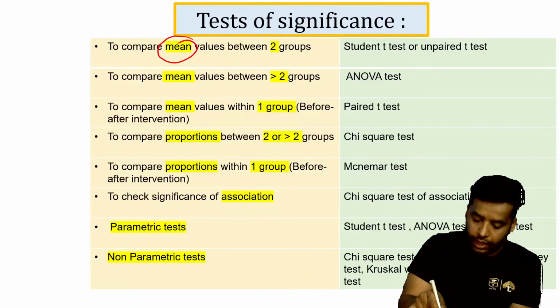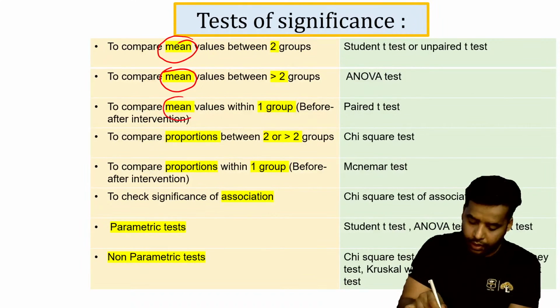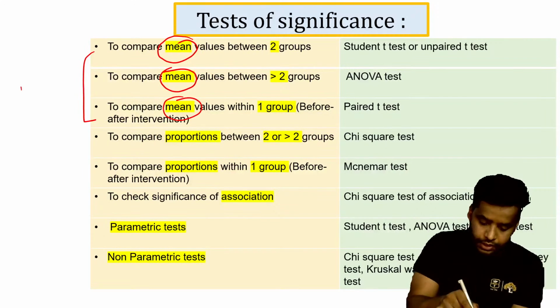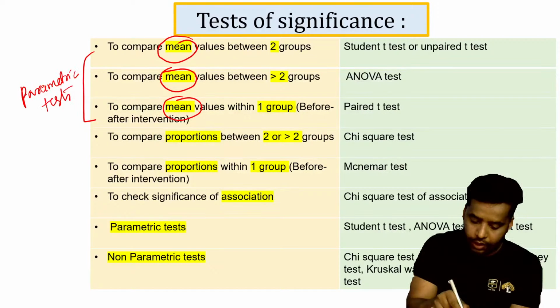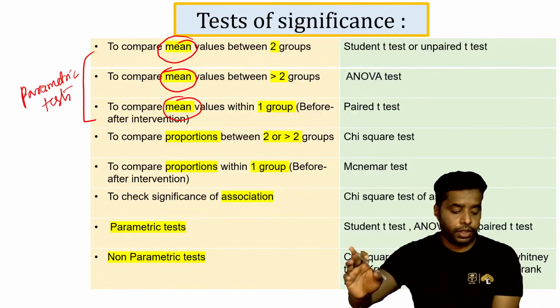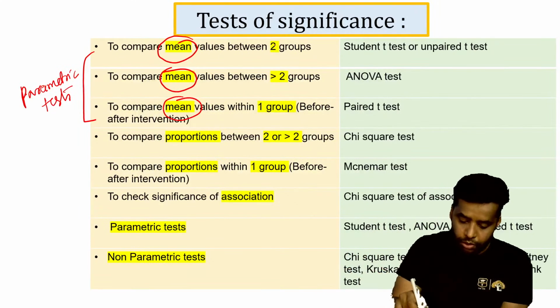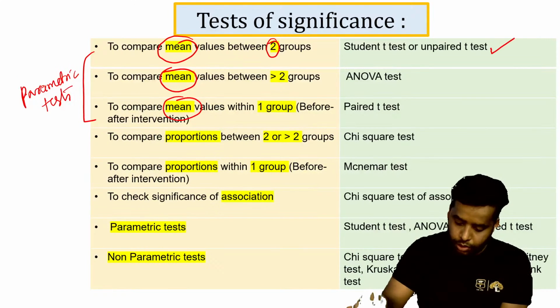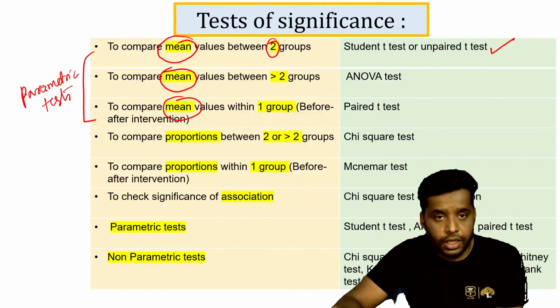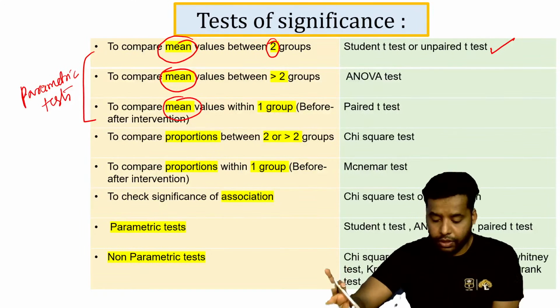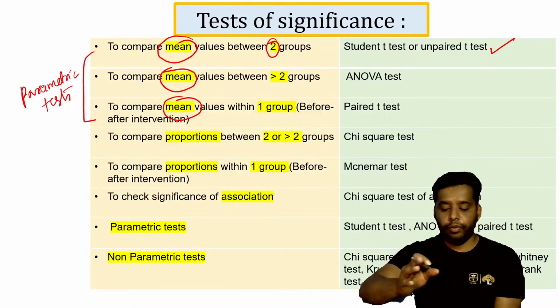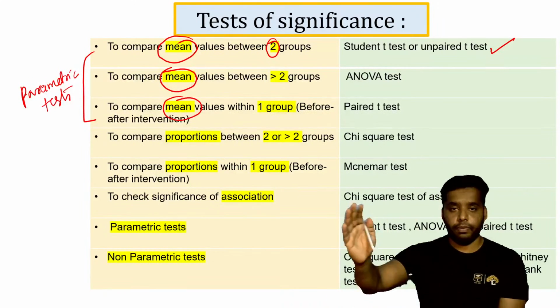Mean values, if I am comparing, it is parametric tests. Repeat my words: a parametric test is used to compare the mean difference between the groups. Two groups, if I am comparing, student t-test, also called unpaired t-test. What is one more name for student t-test? Unpaired t-test means two groups you are comparing.